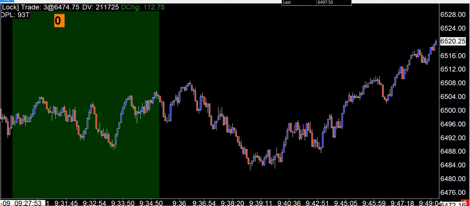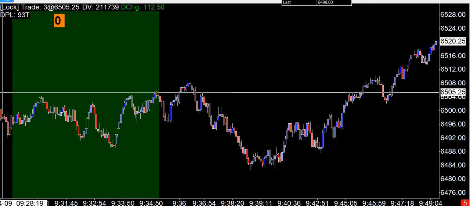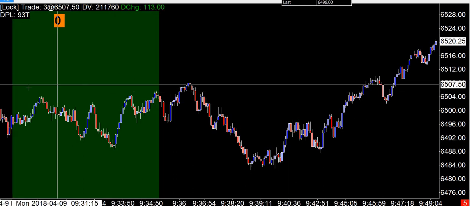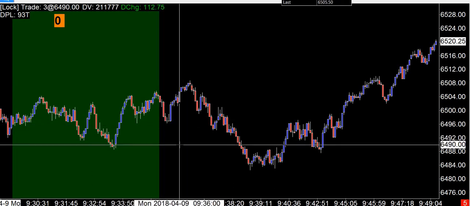Morning, guys. This is April the 9th. I'm just going to review the trades I took today. Again, the green area is the first 5 minutes of trading. I usually wait till it comes out of the box here.